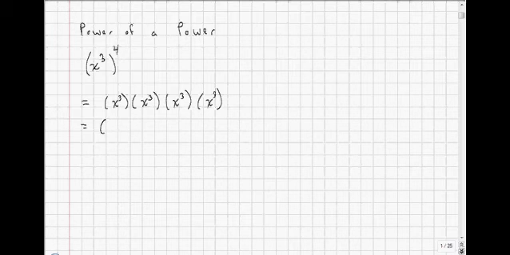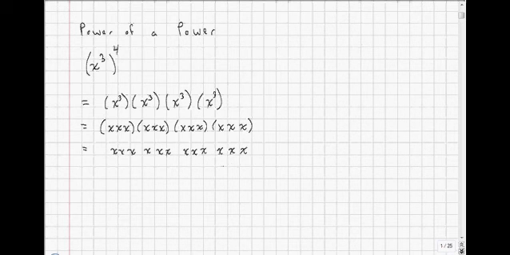Well, each of those x to the 3rds is 3 x's multiplied together. And so we see that we have 4 groups, and each of those groups has 3 x's multiplied together. And since we have only multiplication, we no longer need the parentheses. And if we count how many x's we have, 12 x's all multiplied together. And so the base is x, and the exponent is 12. We have 12 x's all multiplied together.